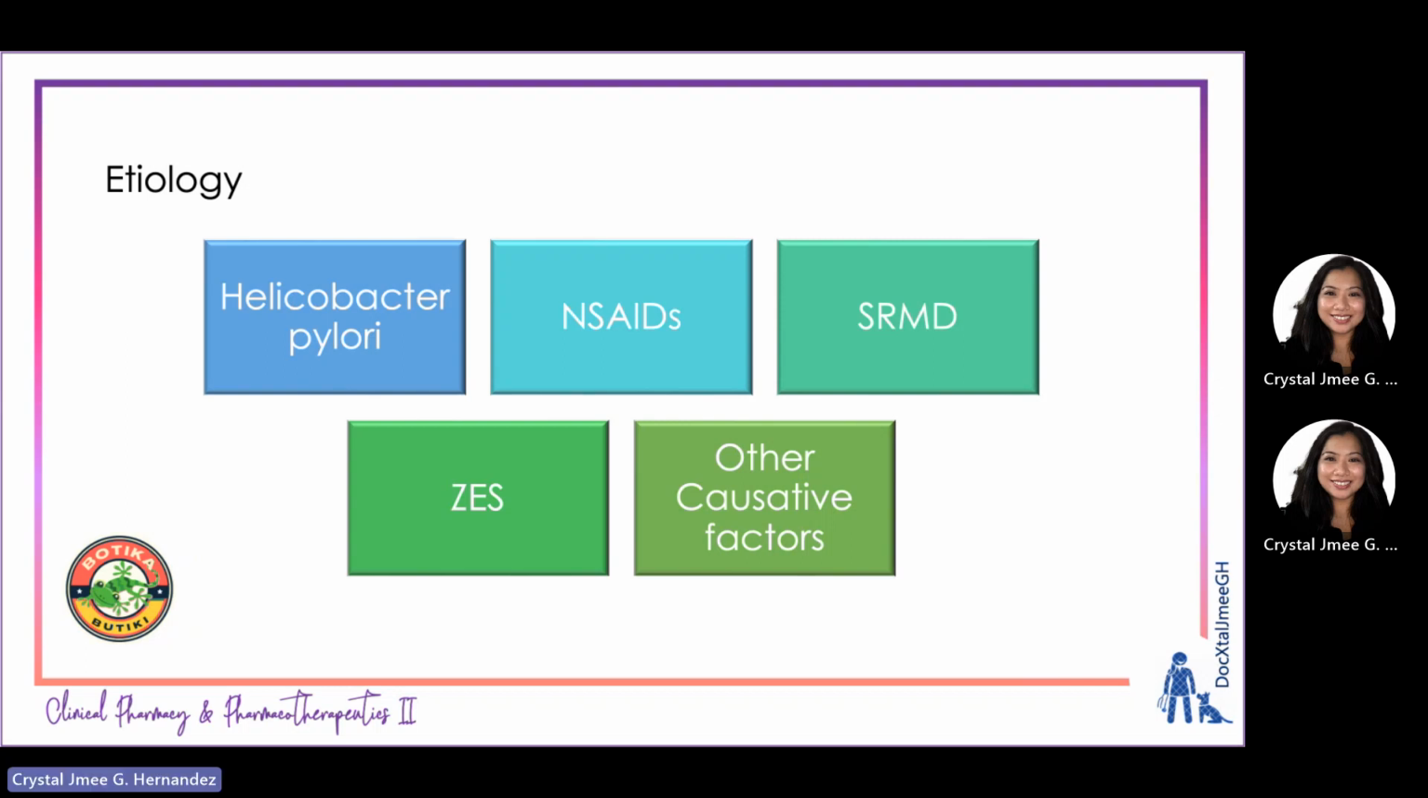So other causative agents, we can have cigarette smoking, similar to what we've mentioned in GERD, and also the dietary factors such as coffee, tea, alcohol consumption, spicy foods, and the like. But take note that the dietary factors are more considered as risk factors to development and worsening of PUD.